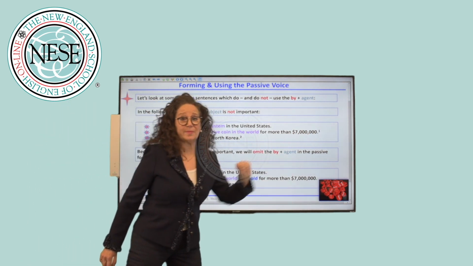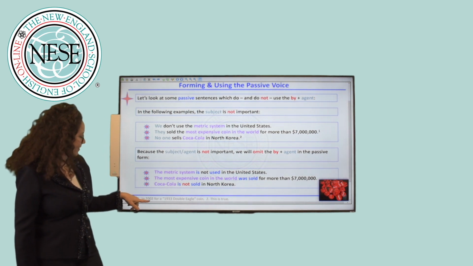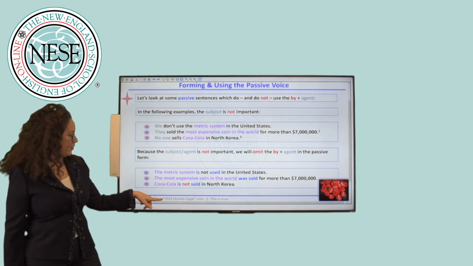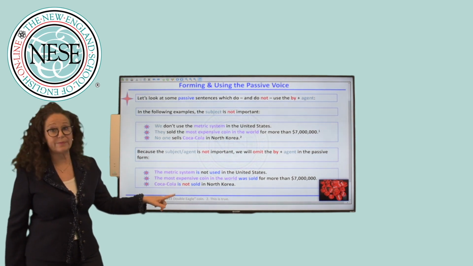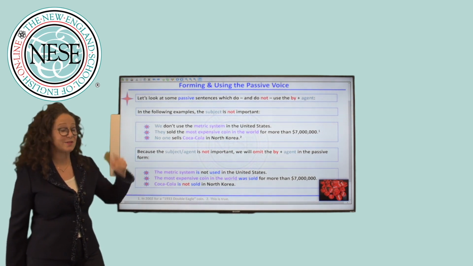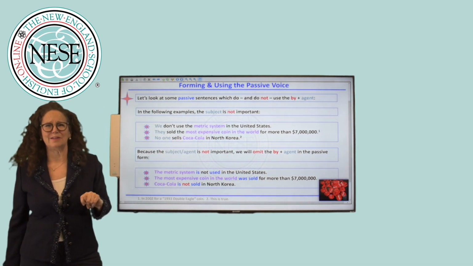We have a superscript. Let's check this before we check our passive. In 2002, for a coin that was a 1933 double eagle coin, so it had an American eagle on both sides, it sold for $7 million.